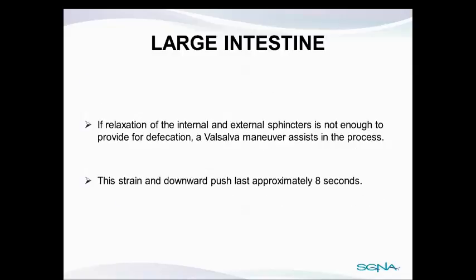If relaxation of the internal and external sphincter is not enough to provide defecation, a Valsalva maneuver assists in the process. This maneuver involves involuntary movement of the bowel wall and relaxation of the external sphincter, assisted by the contraction of the diaphragm and the thoracic and abdominal muscles. The strong downward push lasts approximately 8 seconds, increasing the intra-abdominal pressure and the frequency of emptying the colon from as high as the splenic flexure.